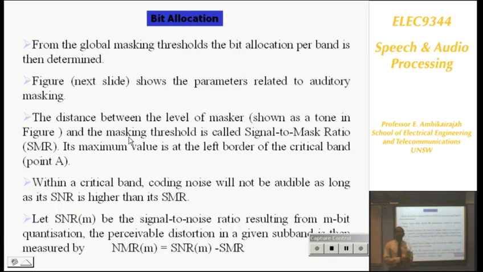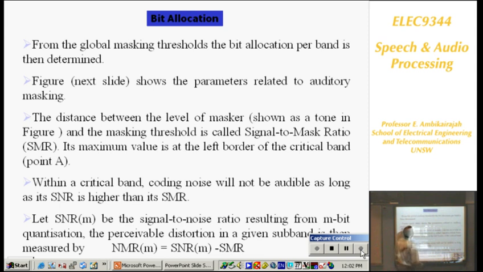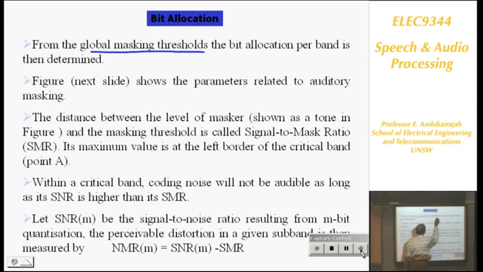So bit allocation, how do you allocate bits? Now that's the important part. What you do is you find the global masking threshold and then calculate bit allocation per band. Every band you have to determine. So how do we do that? Let's look at the next diagram and I'll show you how to do it.